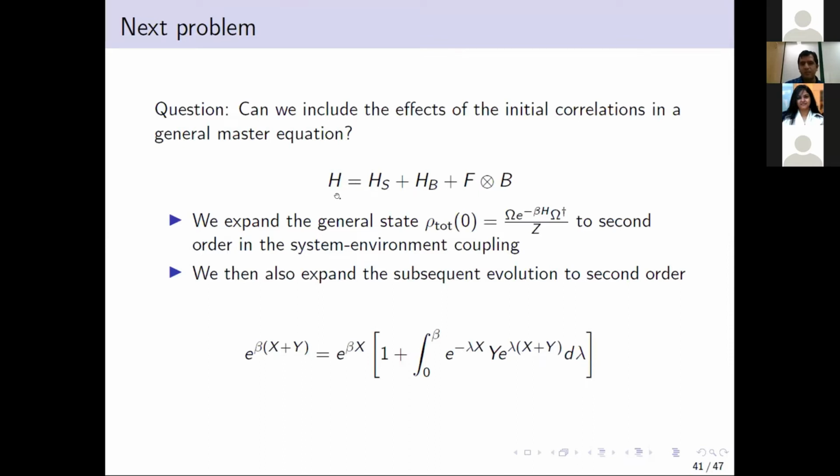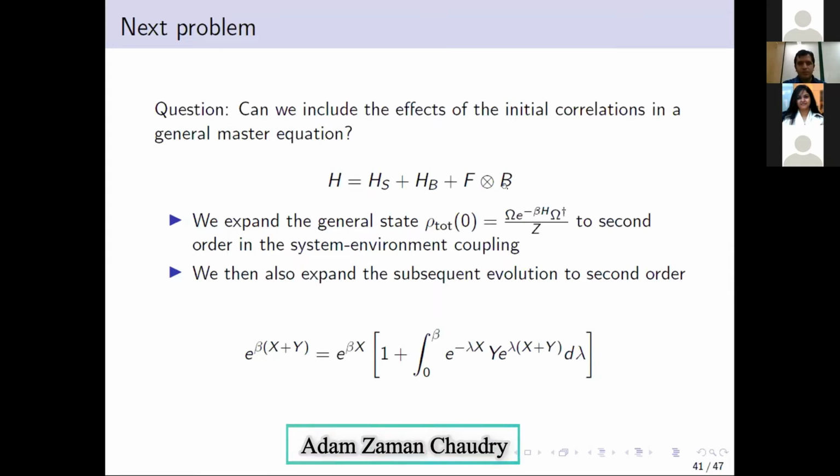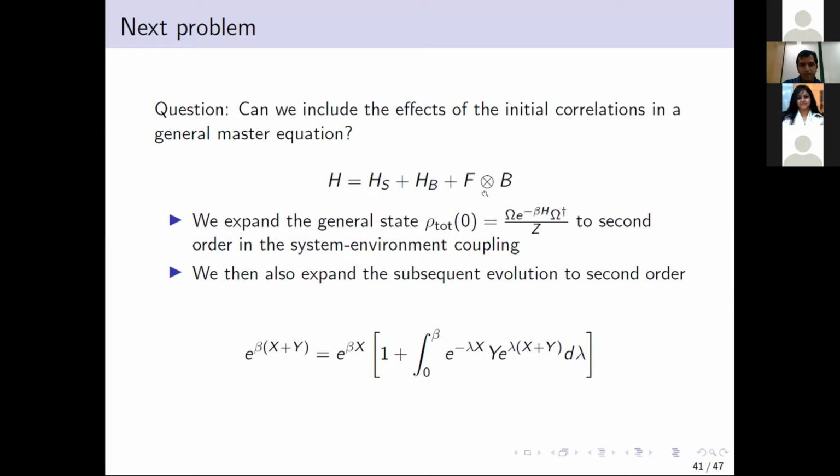So I start off by writing the total Hamiltonian: system plus the environment plus the interaction between them. This is a system operator, this is an environment operator. You can generalize it to some other form as well, it's fine, you can derive a master equation for that. So the idea is that now your total system environment state is of this form. It's not simply system multiplied by environment. There are some correlations built in, because this H is the total Hamiltonian. This omega is an operator that acts in your system Hilbert space.